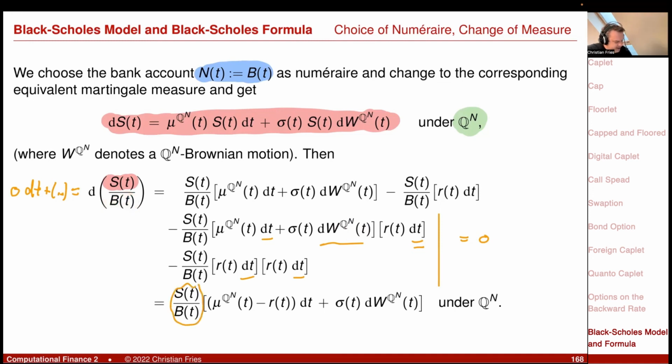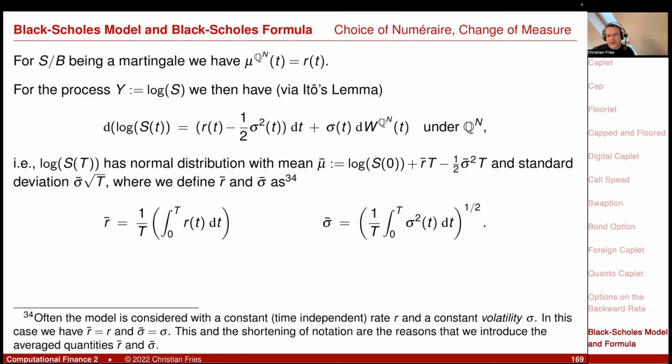So I have my S divided by B in front, and I have a mu minus r dt plus sigma dW in this bracket. And you see, by comparing coefficients, that mu has to be equal to r. So you know how the process S looks under the equivalent martingale measure: mu has to be equal to r. So I know how the process S now looks under Qn.